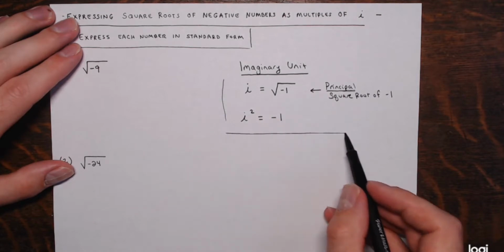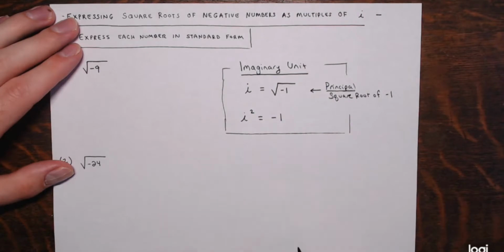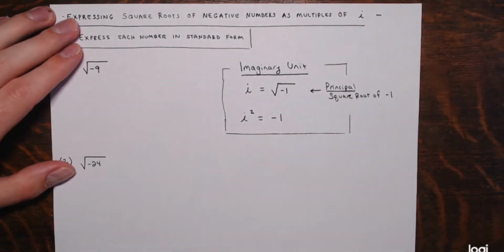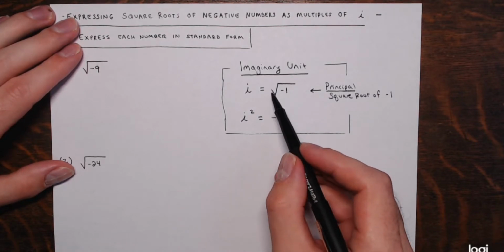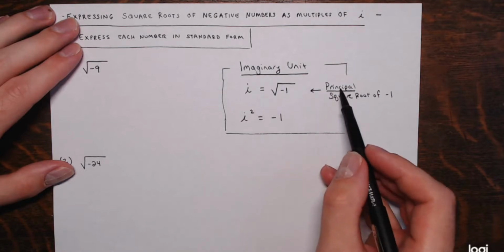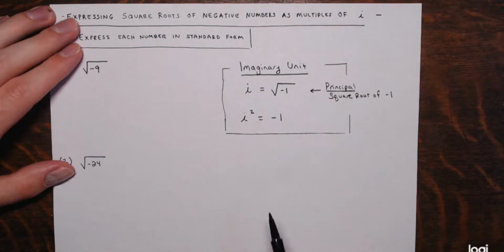So there's the definition of this I, the imaginary unit, the principal square root of -1. I'll just say the square root of -1 instead of principal all the time. Just remember that whenever you see this square root symbol, they're asking for the principal square root, not the -1. If they want the negative square root, they'll throw a negative sign in front of it.